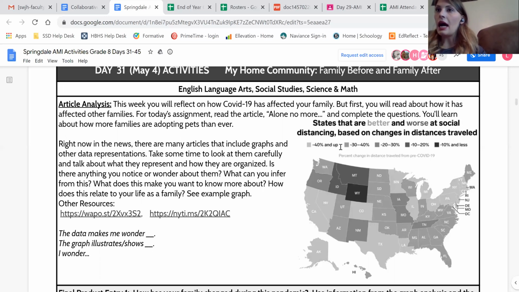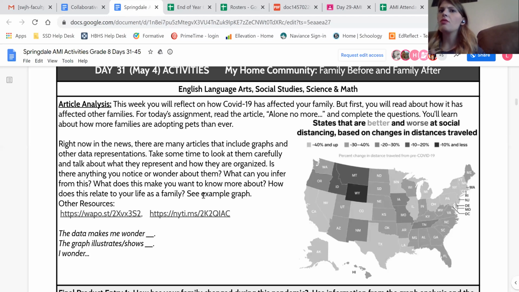It looks like the lighter colored states like California, Texas, Minnesota, Illinois, have decreased their distances traveled by 40% or more. Whereas the darker colored states, like Wyoming, have only decreased their distances traveled by 10% or less. So if we look across here, this is percent change in distance traveled from pre-COVID-19. So it looks like these lighter states have done more social distancing, and the darker states have done less social distancing.